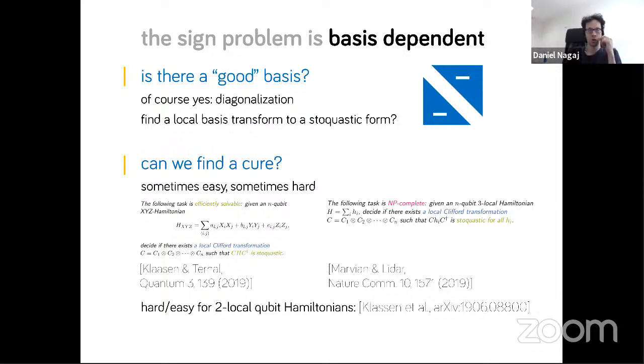For example, for two-local Hamiltonians, for some classes, they have proven that it can be sometimes hard and sometimes easy. Sometimes showing a complexity result, and sometimes showing an algorithm for actually finding a local transformation that takes a Hamiltonian into a stochastic one without a sign problem.